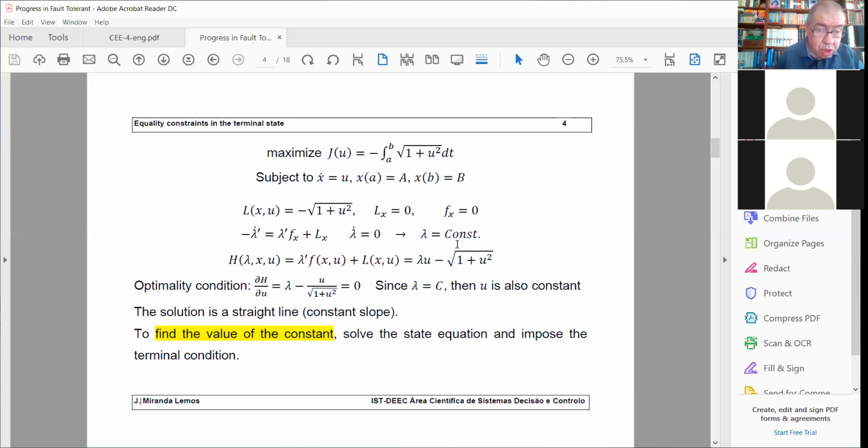So what do you do? You have to compute your optimal control as a function of lambda and then solve the state equation with this optimal control and impose the initial and terminal conditions. So let's do this. The Hamiltonian is lambda transposed f. f is u. L is minus the square root of 1 plus u squared. So your Hamiltonian is lambda u minus square root of 1 plus u squared.